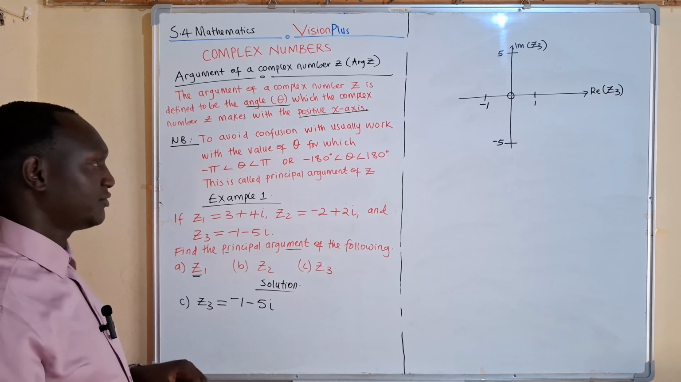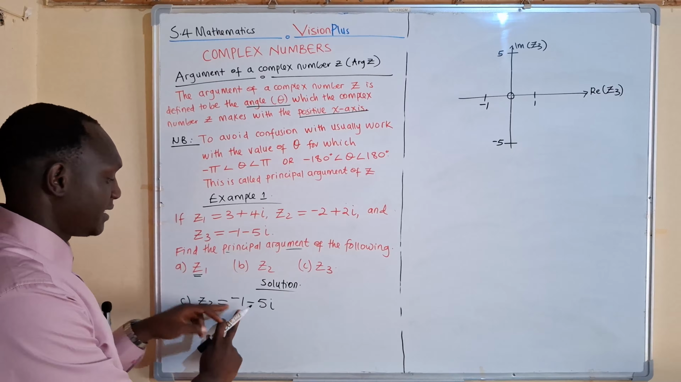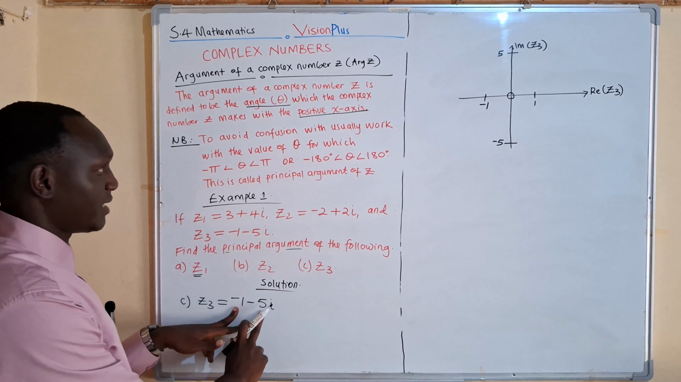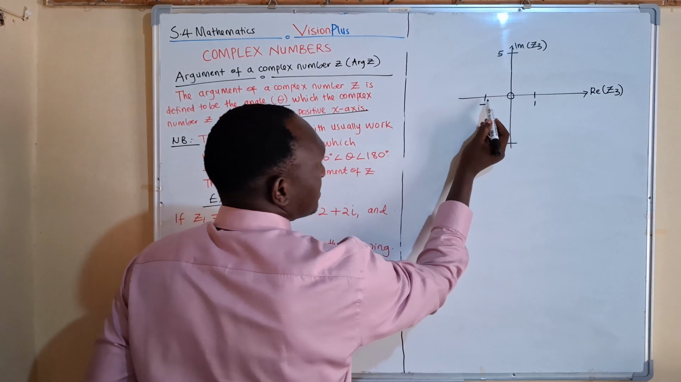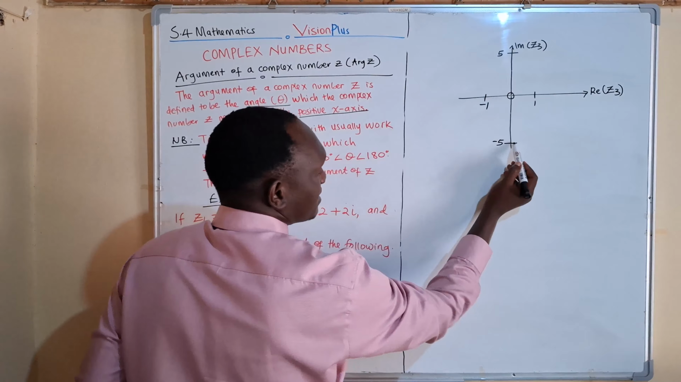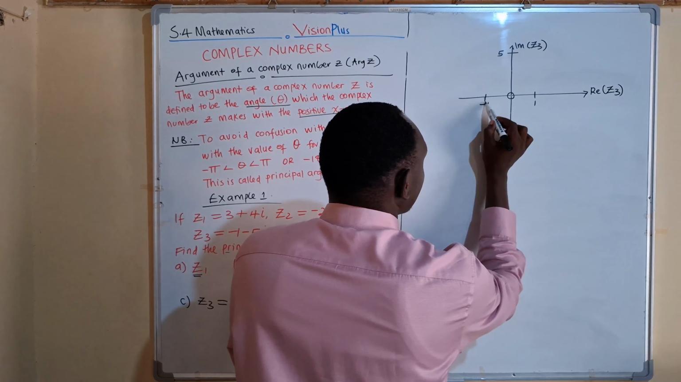After indicating that, then you draw your complex number. The real part is -1. The imaginary part is -5. So on the real axis, this is -1. On the vertical axis, which is the imaginary axis, we have -5. So let's look for their point of intersection.